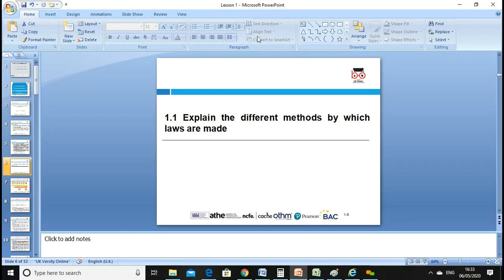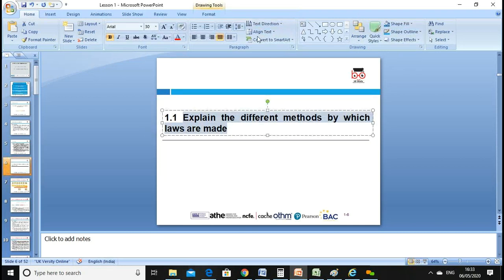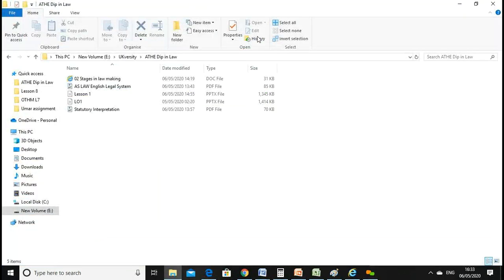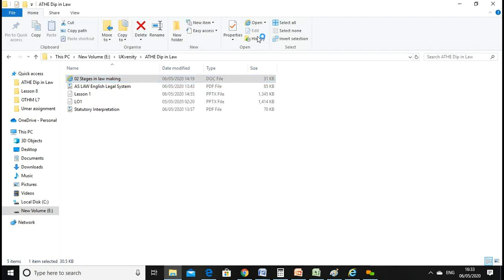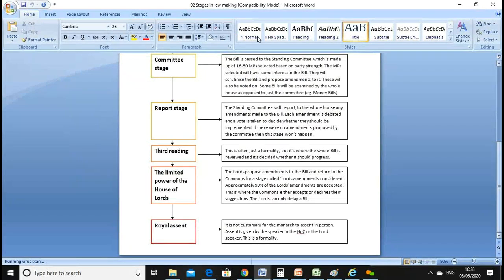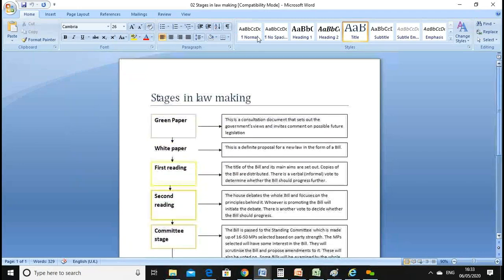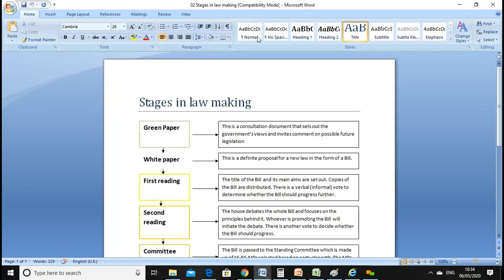Then next, we are looking at explaining the different methods by which laws are made. How can we make laws? Does anybody know what the first step is, or the stages in law making? Is it some type of petition? Okay, yes, somebody will write a proposal. So what is the proposal called?